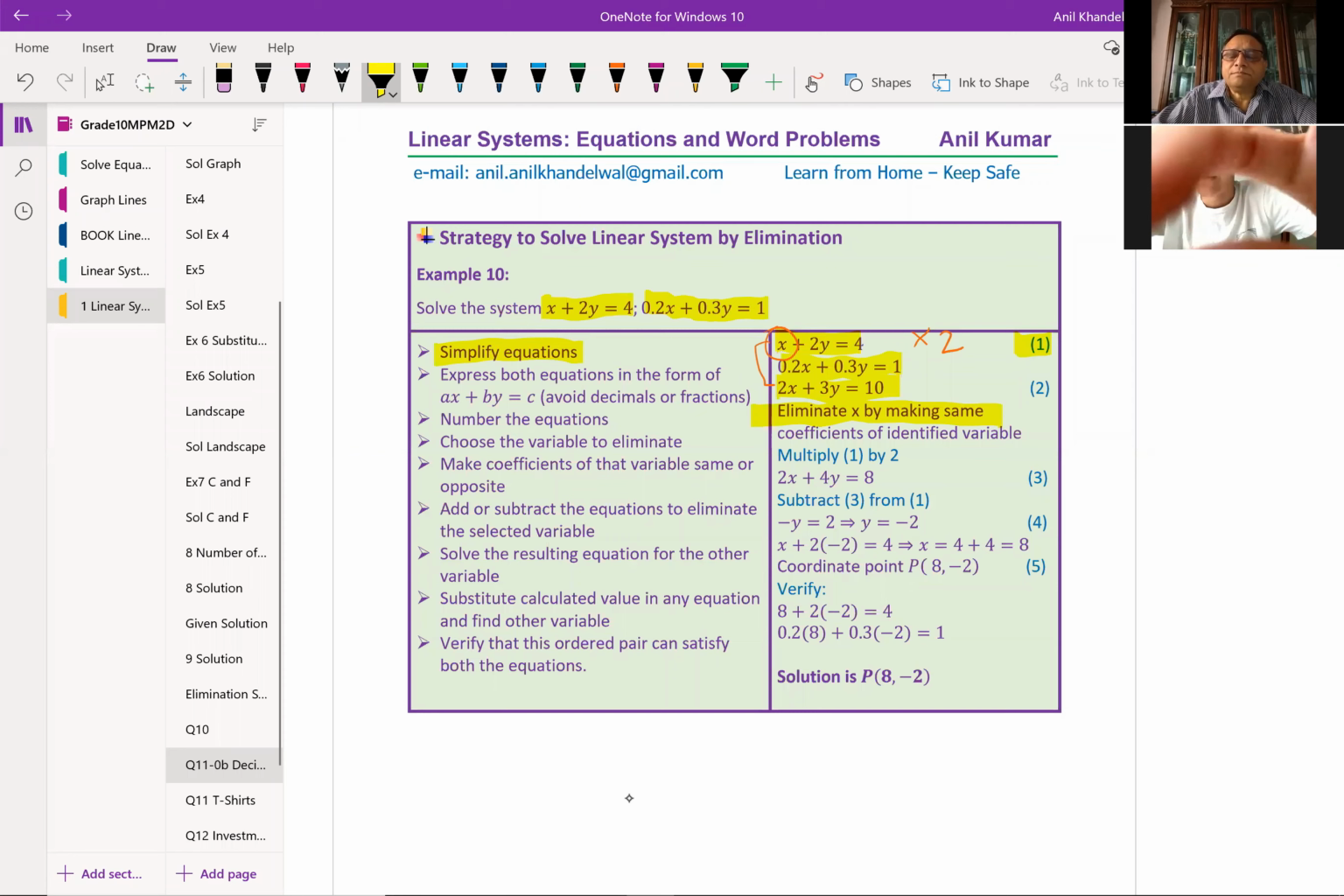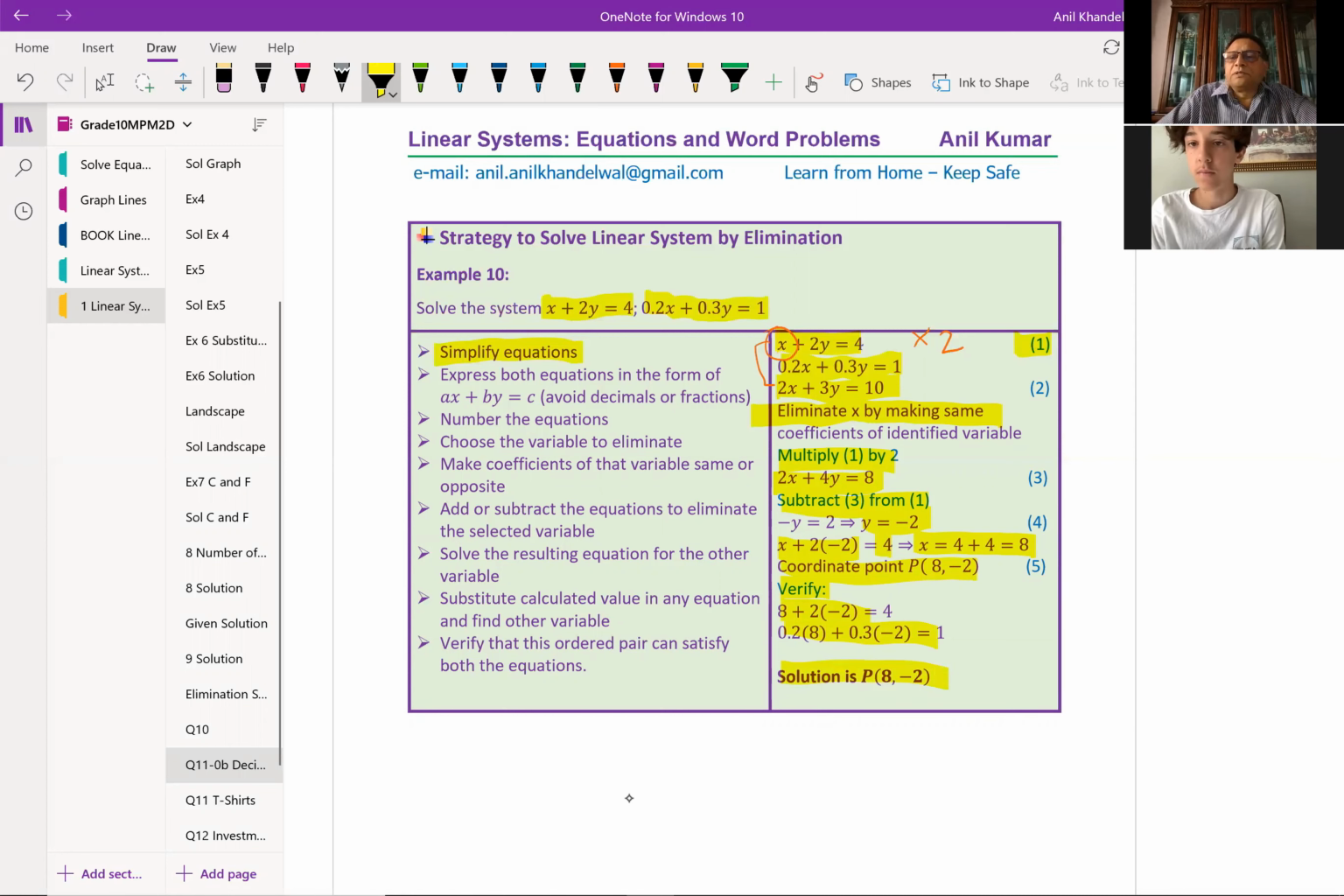Okay, so it says eliminate x by making the same coefficient of identified variable. Multiply 1 by 2. So it becomes 2x plus 4y equals 8. Correct. So now we subtract 3 from 1, so it becomes negative y equals 2, and then y equals negative 2. And then it goes to x plus 2 times negative 2 equals 4. And then x equals 4 plus 4, which is 8. Correct. And then we have the coordinate points, which is 8 and negative 2. And then by verifying, we just substitute our x and y. You get the idea.